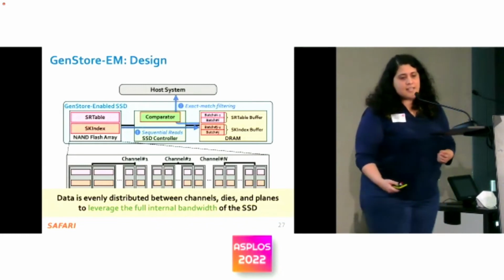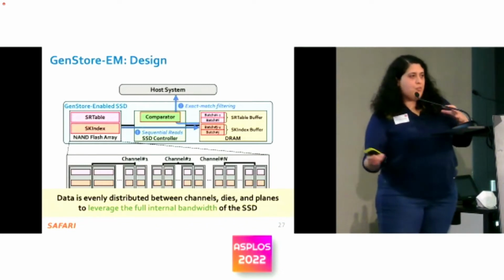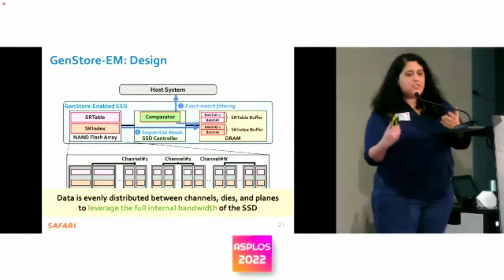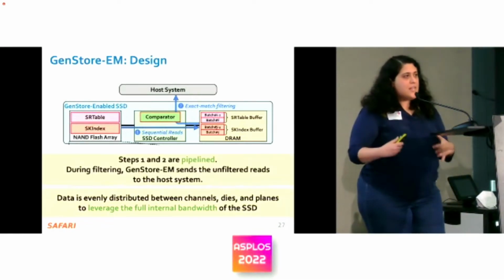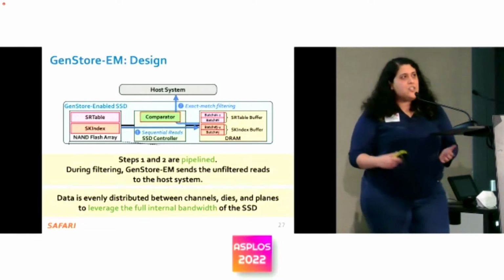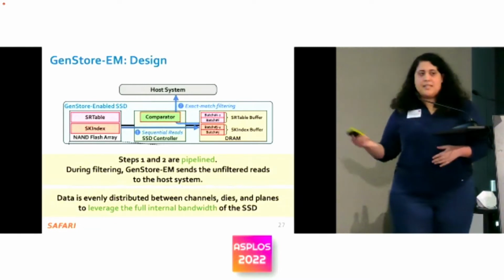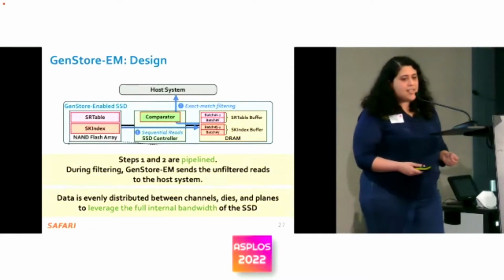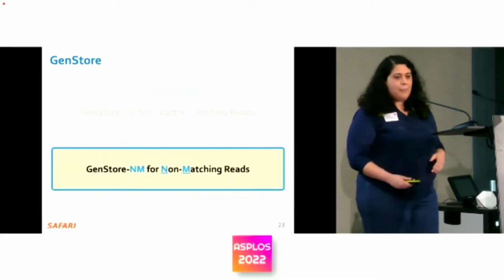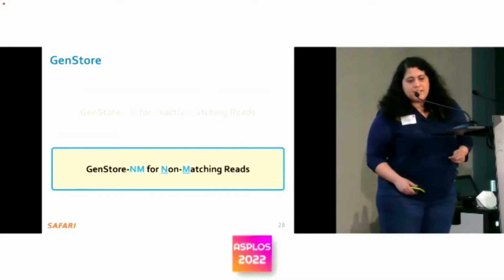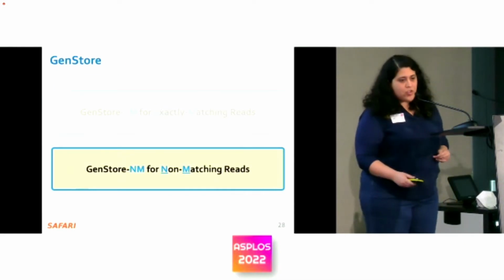And in the second stage, we perform exact matching filtering using that simple comparator. These two steps can be run in a pipelined manner, and during the filtering, GenStore EM sends the unfiltered data for further processing to the host system, so that can happen concurrently also. So now let's take a look at GenStore NM for non-matching reads.